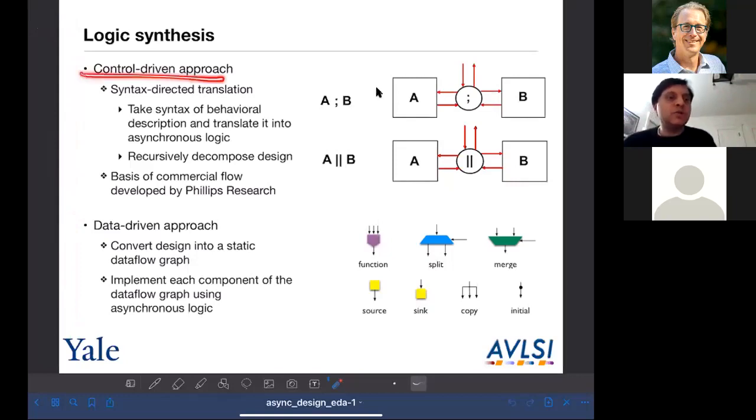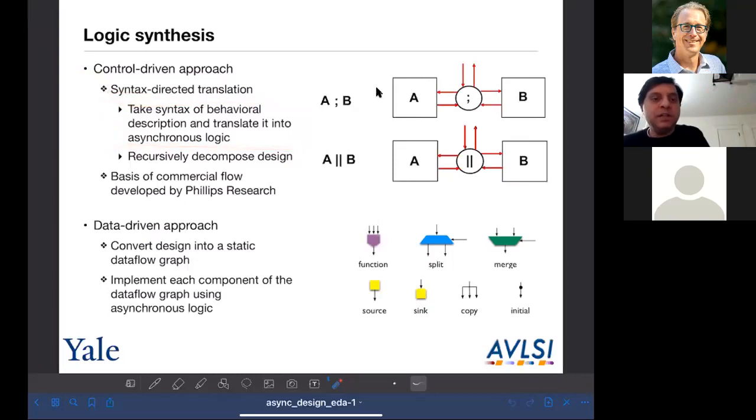There's what I'll call the control-driven approach. This was called syntax-directed translation. This was the first approach developed. The idea here is you take the syntax of the behavioral description of the circuit, literally the parse tree, if you like, and use that to build the circuit topology systematically from the description of the logic. You can think of this as the simple code generator for a compiler. It's the same idea. In fact, they use the same word, syntax-directed translation, because that terminology comes from the compiler literature. So it's sort of a recursive way to build an asynchronous circuit.